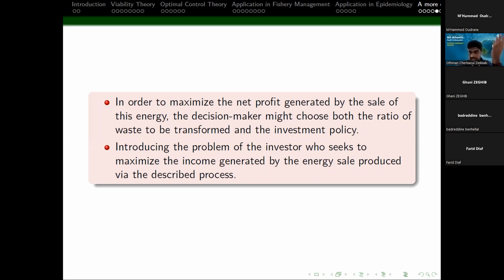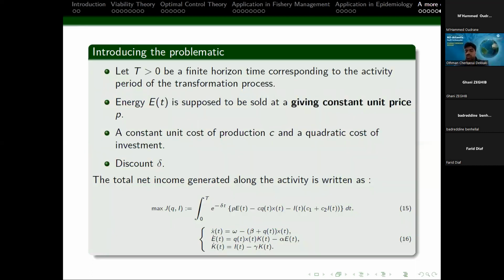And now we're gonna see how much we can learn from this dynamical study to move to control policy. In order to maximize the net profit generated by the sale of this energy, the decision maker might choose both the ratio of waste to be transformed and the investment policy. So we should always keep that in mind. We also introduce the problem of an investor who seeks to maximize the income generated by the sale of the energy he produced via the described process. So the problem became this one. We have a time T, which is the finite time horizon, depending on the activity.